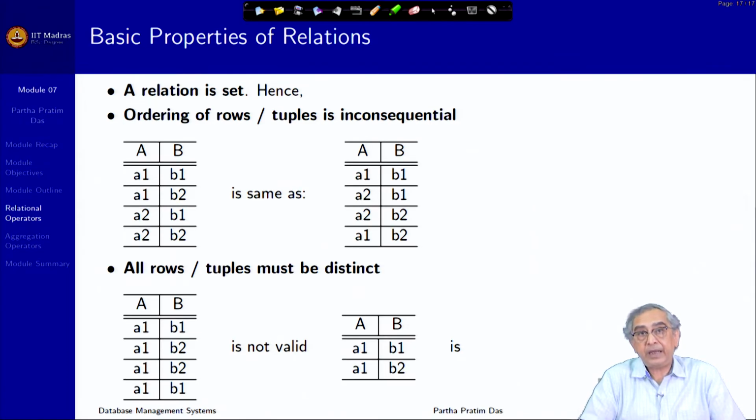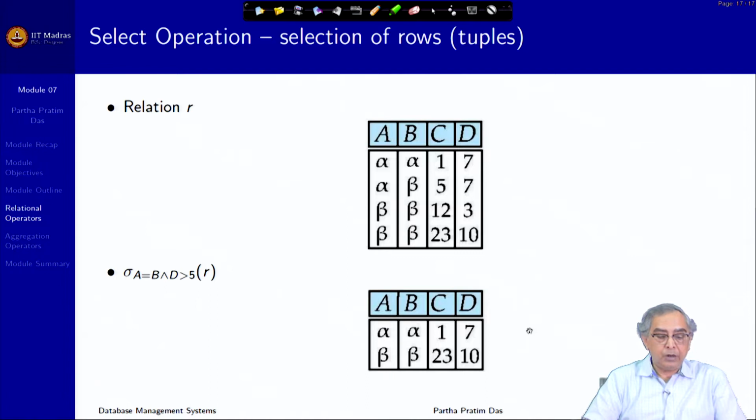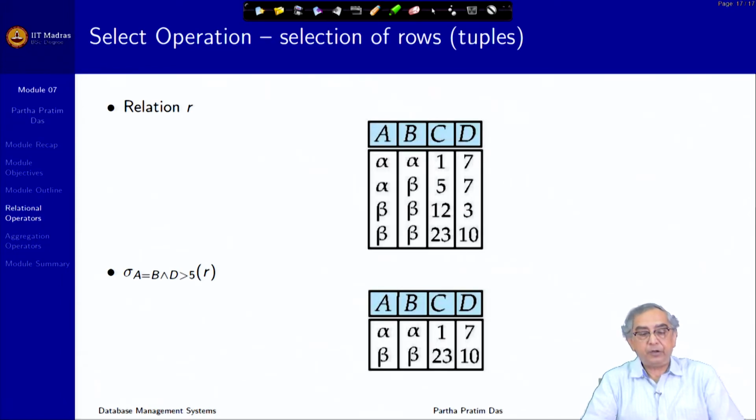Second, a set must always have its elements unique. So, all rows and tuples must be distinct. On the left, I have a relational instance where a1 b1 is duplicated, so is a1 b2. These are not allowed. So, only one of those will have to be there. What we show on the right, a1 b1 and a1 b2, is the correct relation; the left one is a wrong relation, it will never exist. So, keep these two in mind as we discuss the operators. These principles will regularly, periodically come into effect.